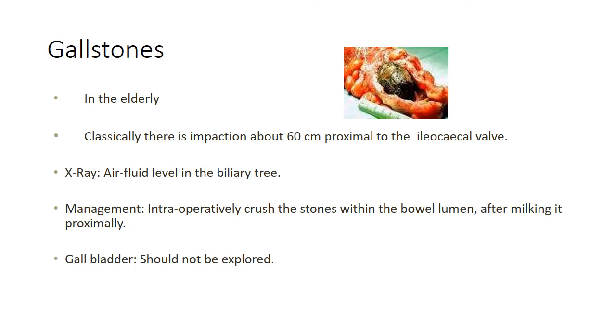Gallstone obstruction is also called gallstone ileus, and this type of obstruction usually occurs in the elderly. Classically, there is impaction about 60 cm proximal to the ileocecal valve. Usually, patients have recurrent attacks of pain. Radiograph will show evidence of small bowel obstruction with the diagnostic air in the biliary tree. Its management is intraoperative crushing of the stone within the bowel lumen after milking it proximally. It's very important, please don't rupture the gallbladder at this time.